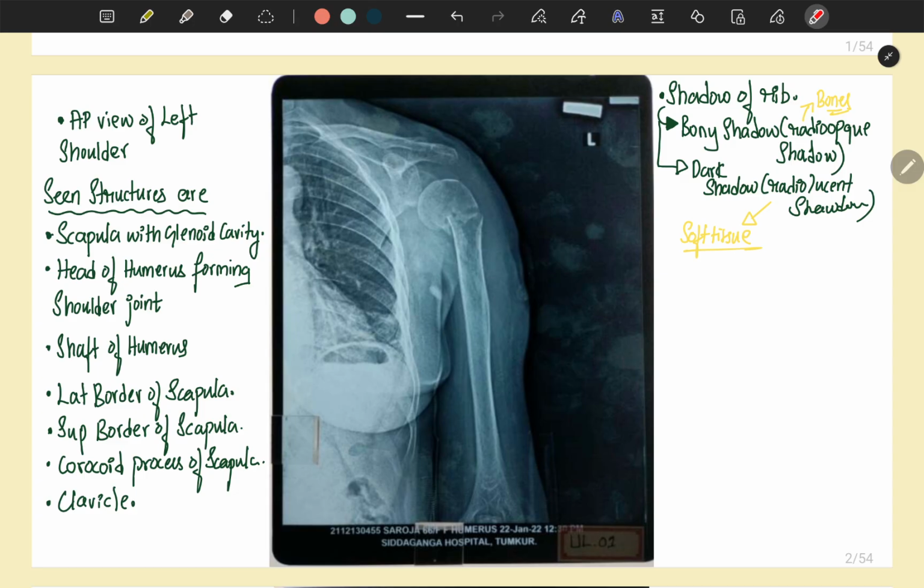What is this? There are two types, bony shadow and dark shadow. Bony shadow is formed by bones, which is radio opaque. These bony shadows are radio opaque in nature, and dark shadows are radiolucent in nature, which is formed by the soft tissues. These gaps between the ribs are called dark shadows, which appear dark in the X-ray film.